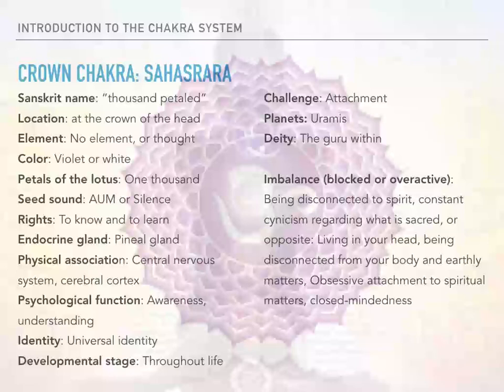The physical association is our central nervous system and the cerebral cortex. The psychological function is awareness and understanding. And the identity is a universal identity. It develops throughout our whole lives.